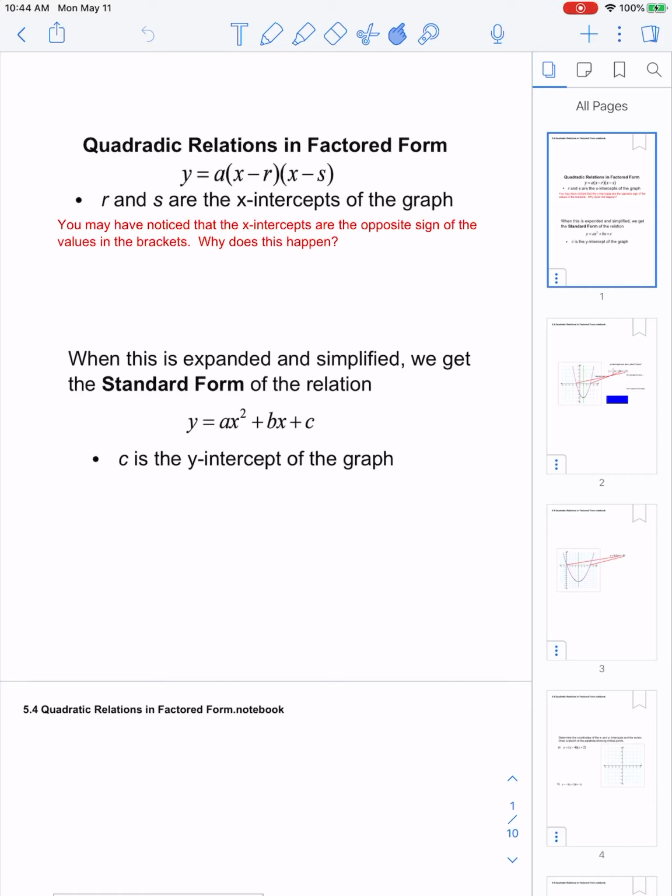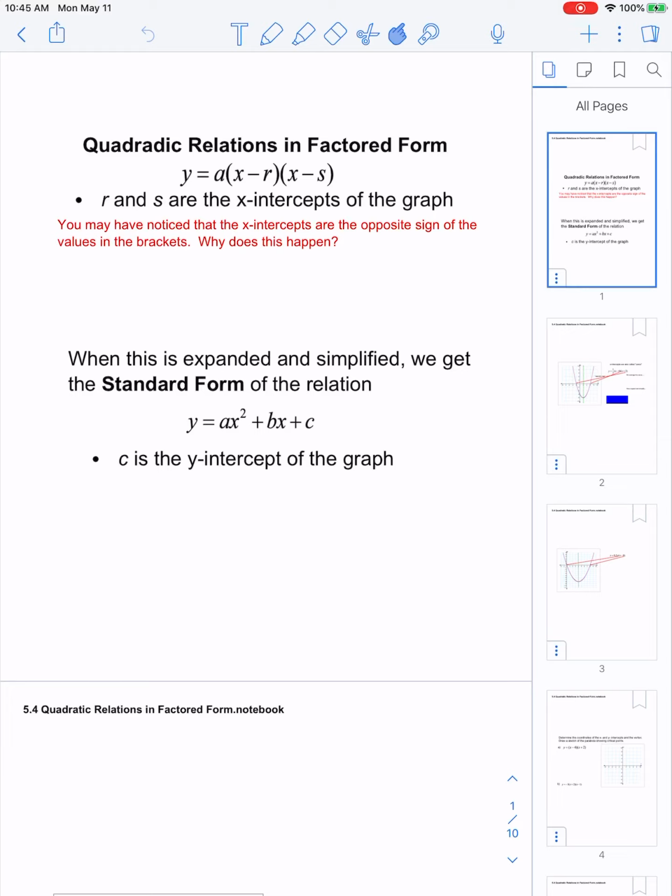Welcome to Lesson 5.4, Quadratic Relations in Factored Form. If you did the activity, the matching activity, you should have noticed a couple of things. Firstly, that when the equation of the parabola is in factored form, it tells us something about the parabola graphically.